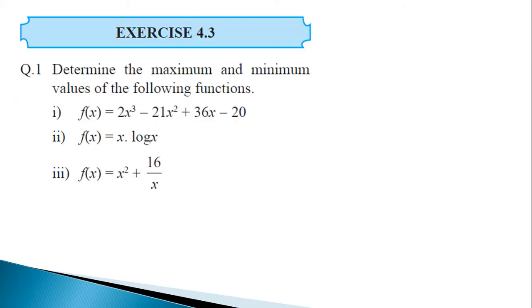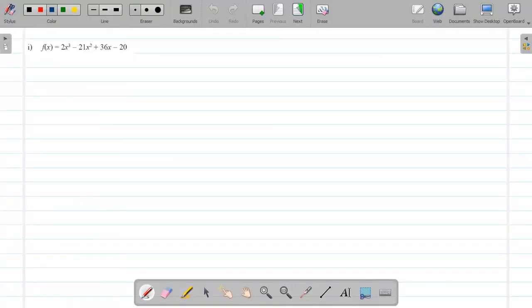Exercise 4.3, in which question number 1 is: determine the maximum and minimum values of the following functions, and 3 functions are given to you. Now we will solve the first 2 functions to get the maximum and minimum values in this lecture. Okay, so you will get a clear idea about the second derivative test. So let us see now. The first function which is given to you is f of x is equal to 2x cube minus 21x square plus 36x minus 20.